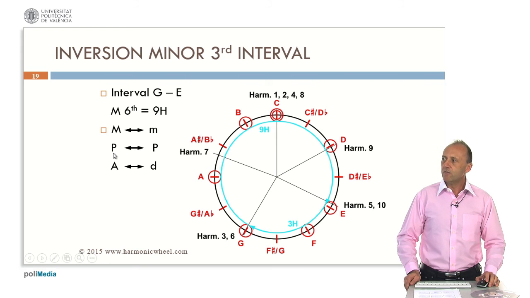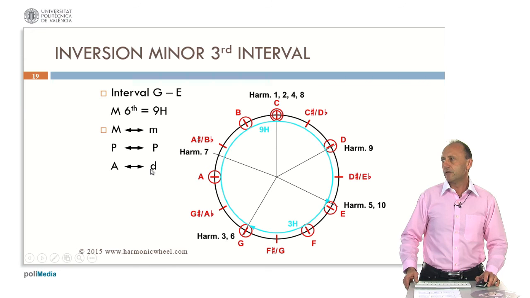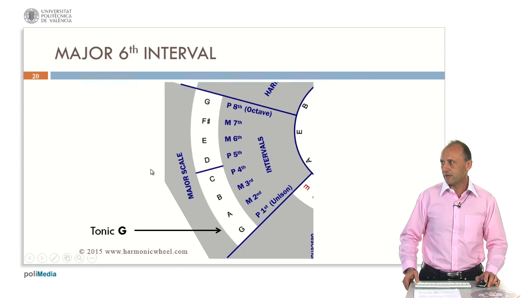When we invert a perfect interval, we obtain a perfect interval too, and when we invert an augmented interval, we obtain a diminished one, and vice versa. Here we can verify that the interval from G to E is a major sixth.